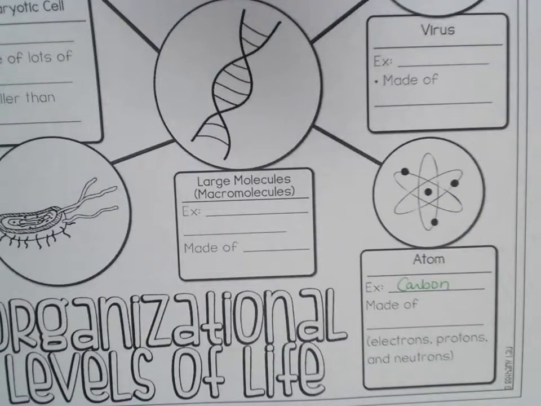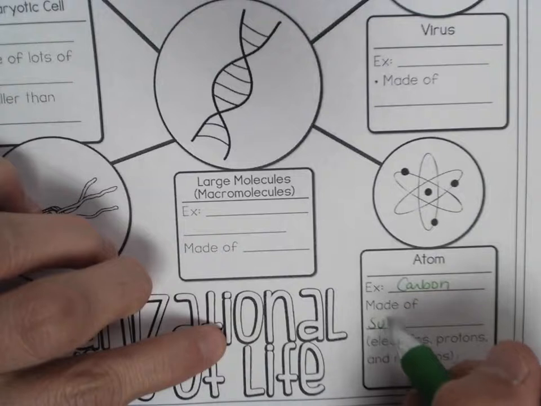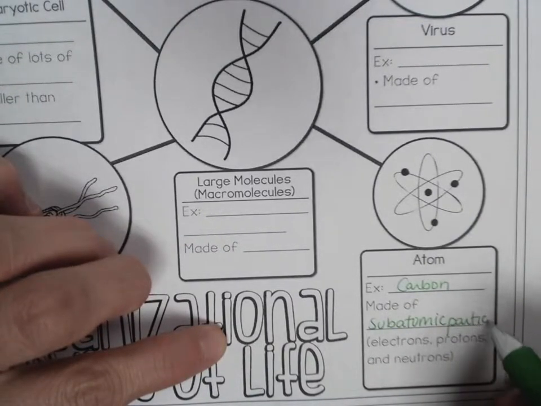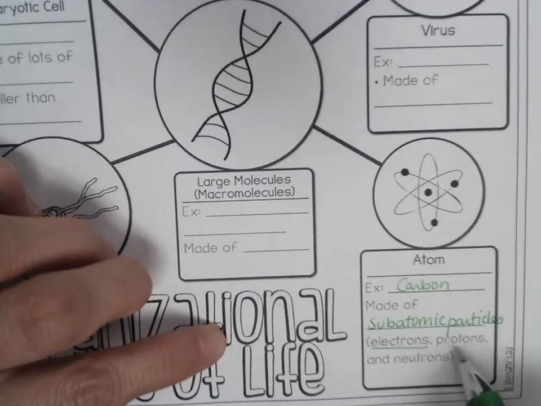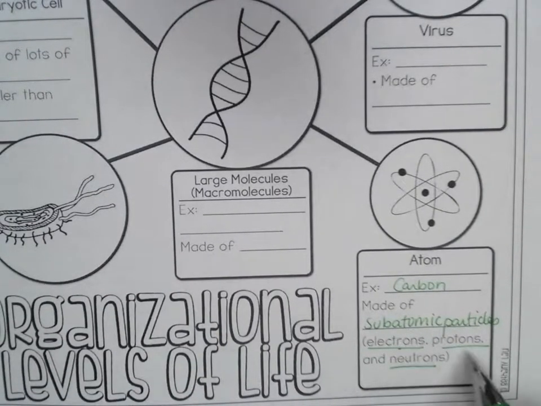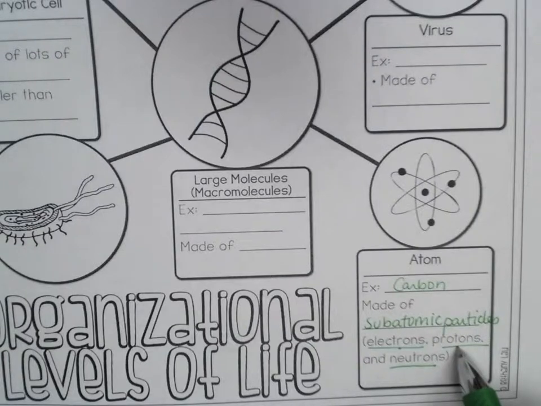And so atoms are made of subatomic particles. Electrons, protons, neutrons. Electrons are outside the nucleus, protons are in the nucleus, neutrons are in the nucleus.